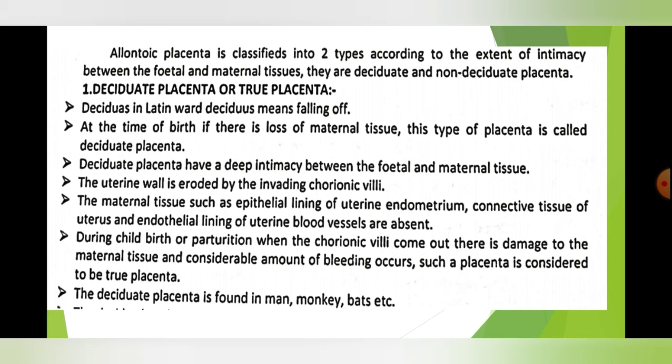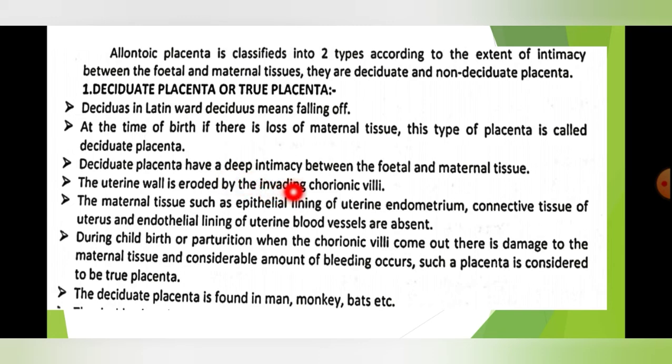What is deciduate placenta? It is also called as through placenta. Deciduous in Latin word means falling off. At the time of the birth, if there is loss of maternal tissue, this type of placenta is called as deciduate placenta. If there is loss of a maternal tissue during birth, such a type of placenta where the maternal tissue is lost is called as deciduate placenta.